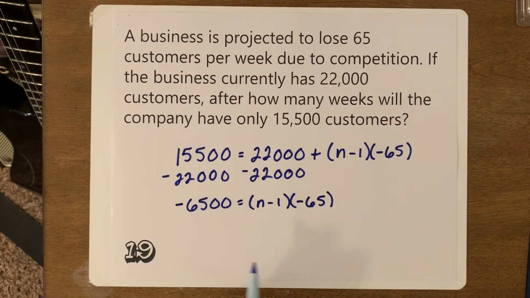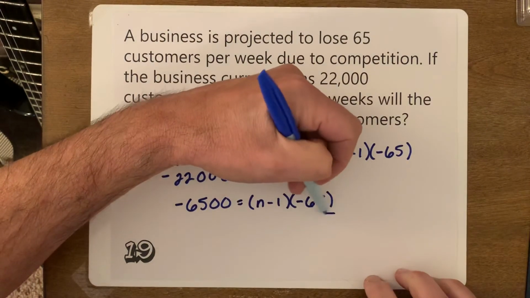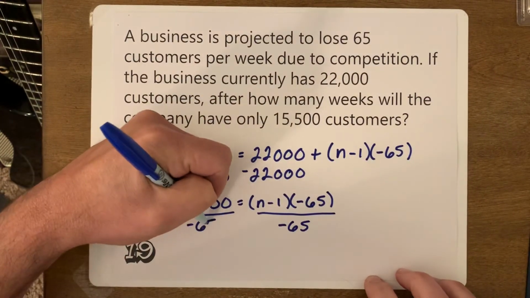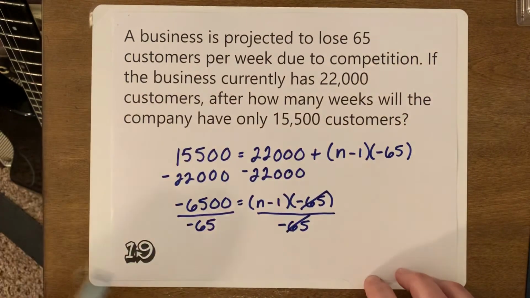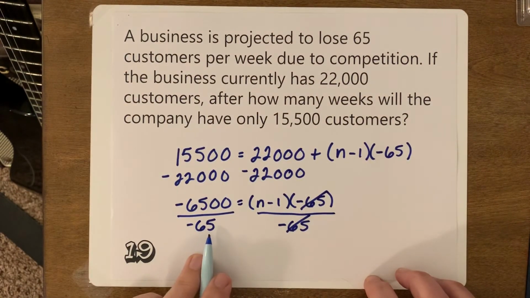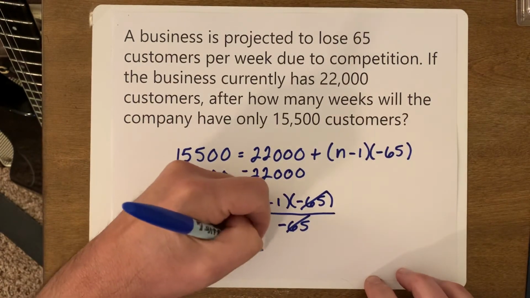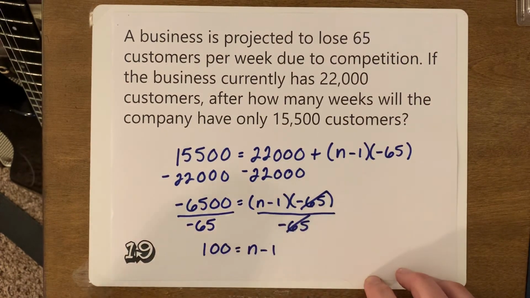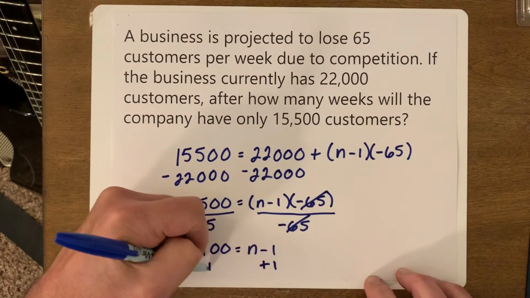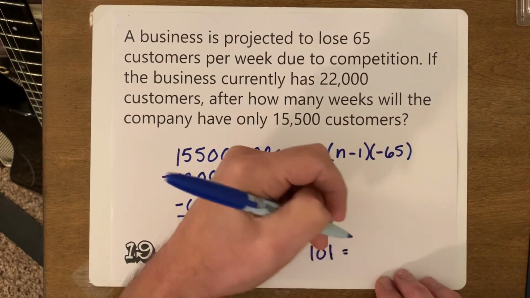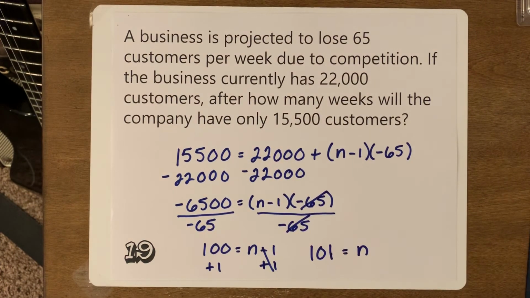All right, well, luckily, 6,500 is a multiple of negative 65. So we can divide both sides by negative 65. These guys cancel. 6,500 divided by 65 is 100, and two negatives make a positive. So 100 is equal to n minus 1. Again, everything went away, so I removed the parentheses, add 1 to both sides, and it looks like it's going to take 101 weeks for that company to get all the way down to 15,500 customers.